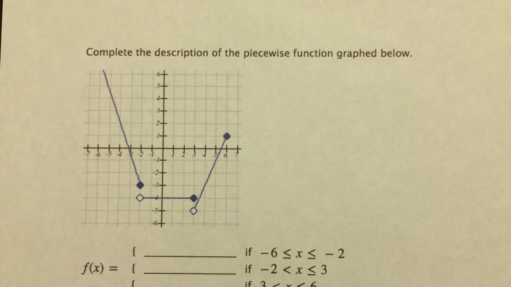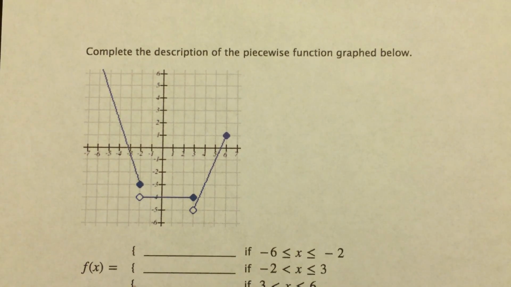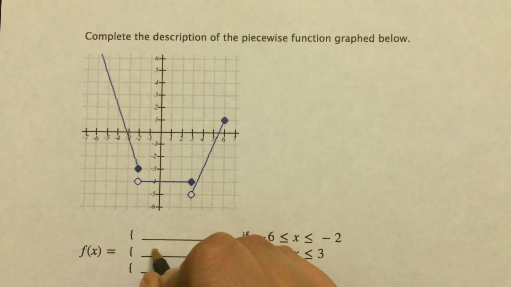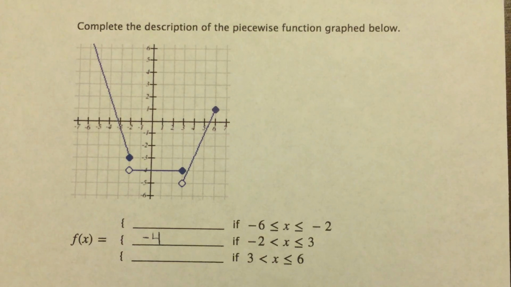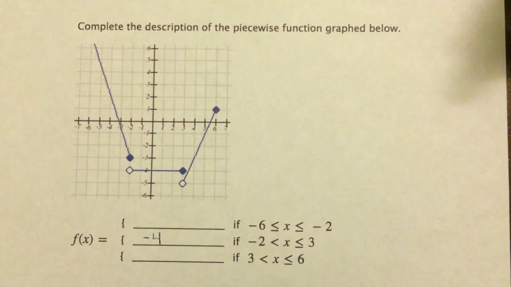The equation of any horizontal line is y equals that number. And in this case, we're calling it f of x. So f of x equals -4. So that is that middle graph right there from -2 to 3. Okay, but to get these two lines, we're going to need slope and y-intercept.